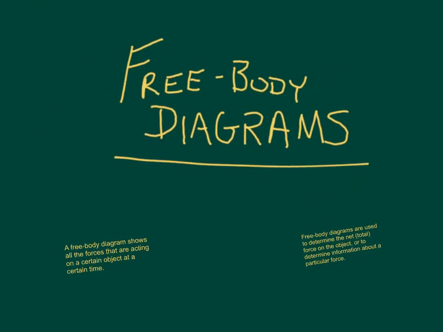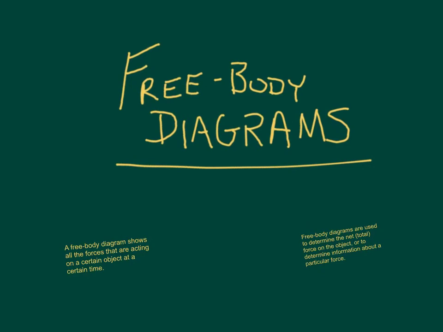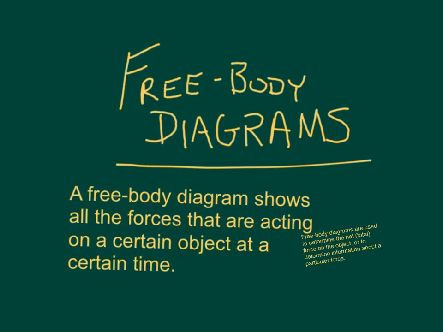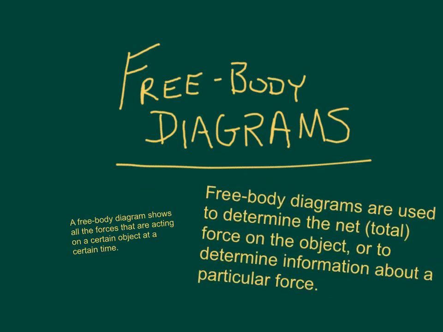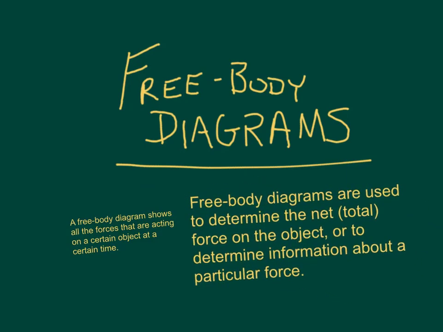Alright, so this video is about how to draw free body diagrams. A free body diagram is a way to easily see all the forces that are pushing or pulling on a particular object at a particular time. They're useful, they're needed, so that we can figure out the total force on an object, or to figure out maybe the magnitude and direction of one particular force. But basically, anytime you use Newton's second law in a problem, you'll have to draw a free body diagram.